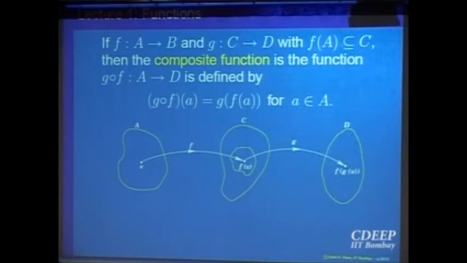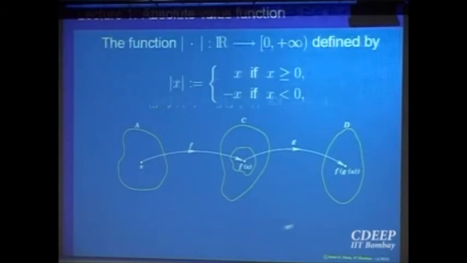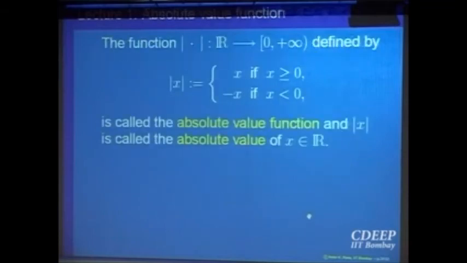So you can go directly from a to the set d via these two paths. So x goes to f of x goes to g of f of x. There is a wrongly drawn picture here. So from here to here, and that point g takes there to there. So that is called the composite function. Now all this was done to bring us to a very important function for us, that is called the absolute value function on the real numbers.